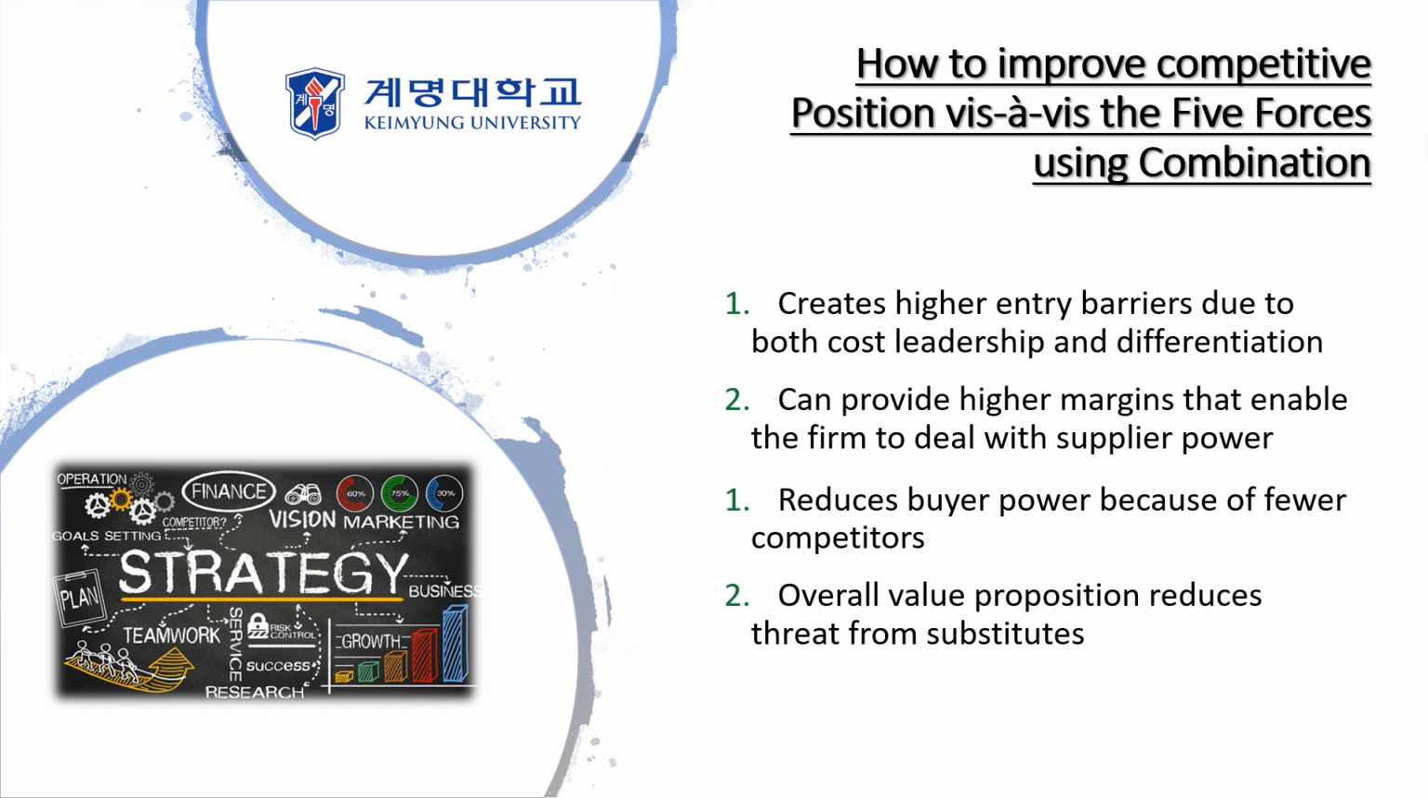The organization's larger size can provide enormous bargaining power over suppliers. Low pricing and wide selection can reduce the power of buyers, because there are relatively few competitors that can provide a comparable cost or value proposition. This overall value proposition also makes potential substitute products a less viable threat. So Walmart is a good example of this kind of strategy.